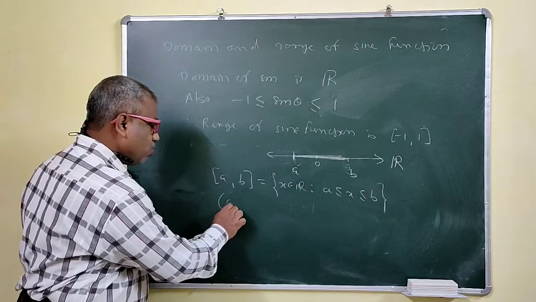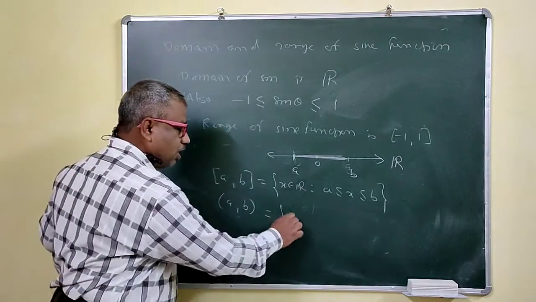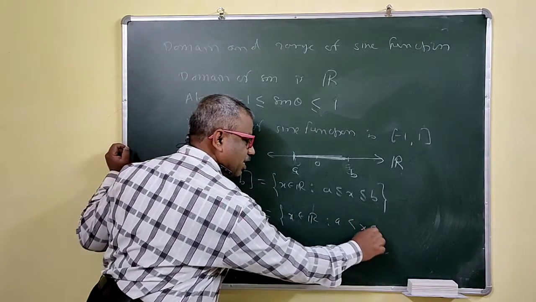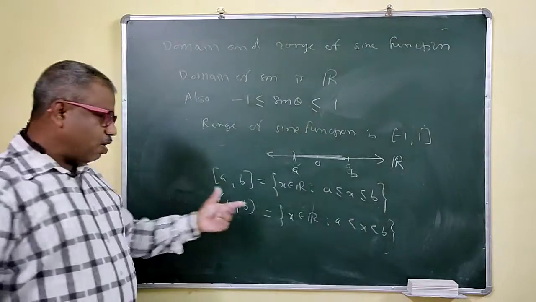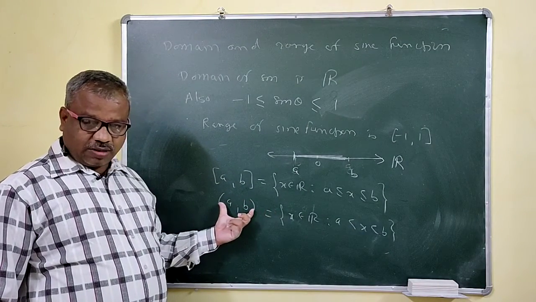Now if you write here open interval AB, this is the set of all x belongs to R such that a is less than x is less than b. That means you are not taking the boundary points. Open interval means you are not taking the boundary points.